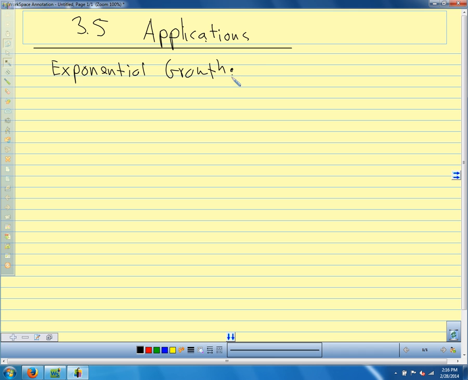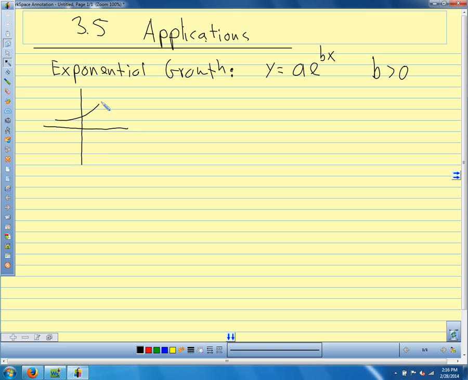and the type of exponential growth that we're going to talk about is y equals a e to the b x. And for exponential growth, we have b is greater than 0. So our exponent ends up being positive. And our exponential growth is always going to look, for this particular kind of model, something like this.